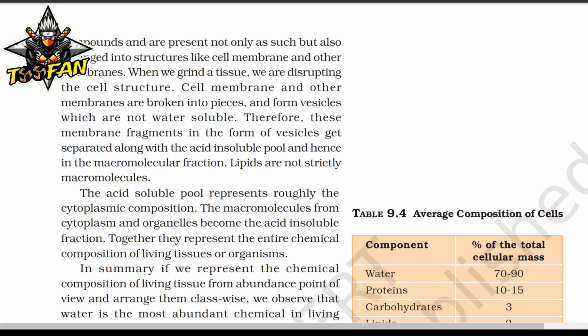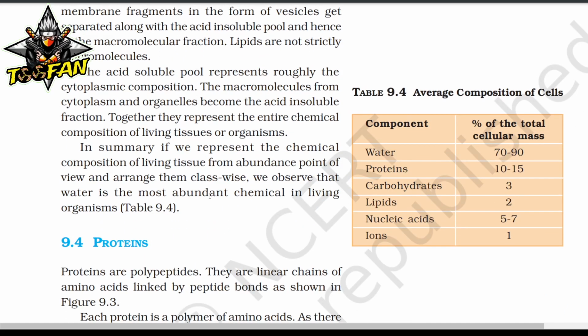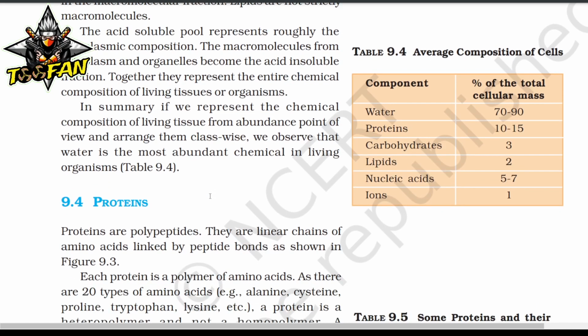The acid-soluble pool represents roughly the cytoplasmic composition. The macromolecules from cytoplasm and organelles become the acid-insoluble fraction. Together they represent the entire chemical composition of living tissue or organisms. In summary, if we represent the chemical composition of living tissue from the abundance point of view and arrange them class-wise, we observe that water is the most abundant chemical in living organisms, 70 to 90% of total cellular mass.